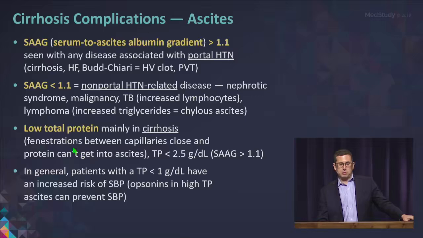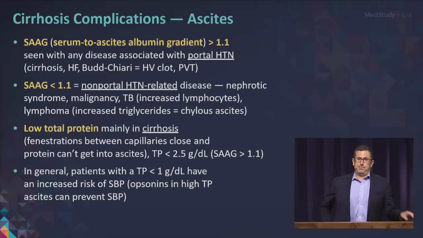Another key thing to look at is low total protein. This is mainly in cirrhotics. So if you see low total protein in the ascitic fluid, that means that patients are at higher risk for infection, because if you have low total protein in this ascitic fluid, you have low levels of opsonins, which could help fight infection.